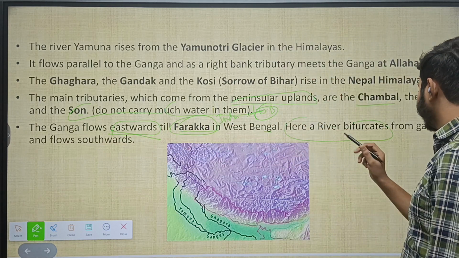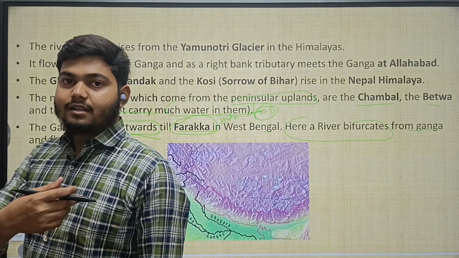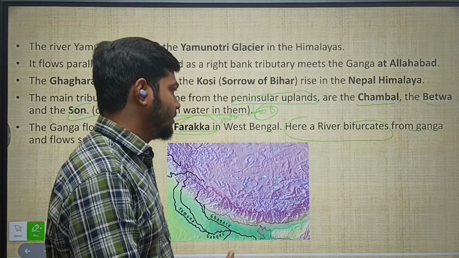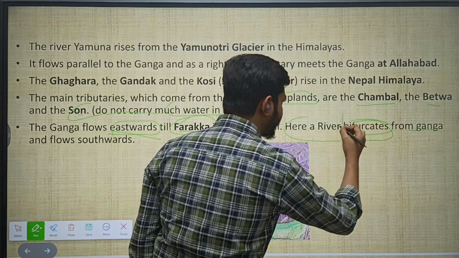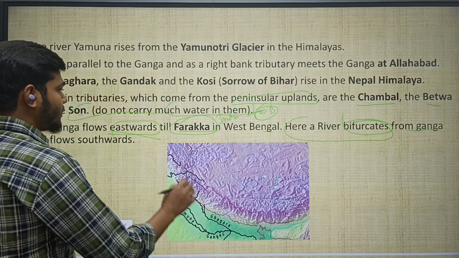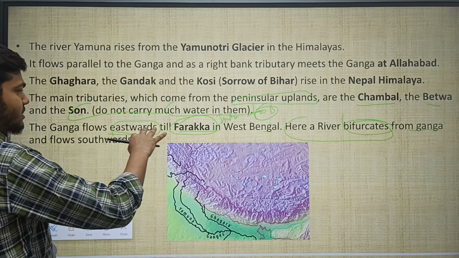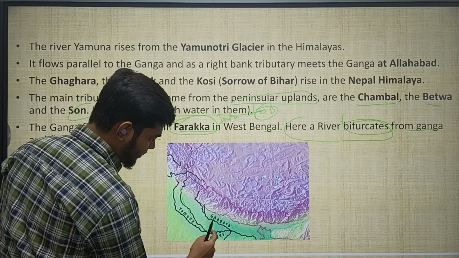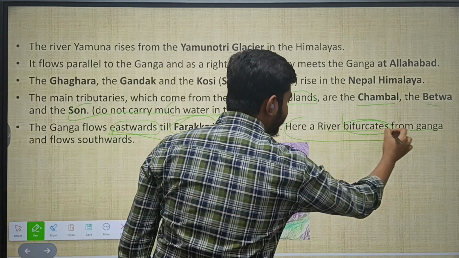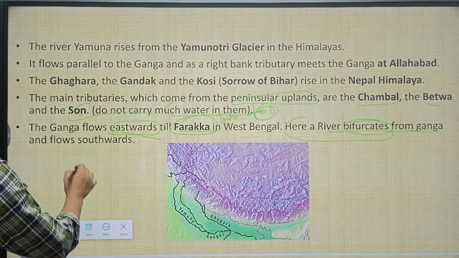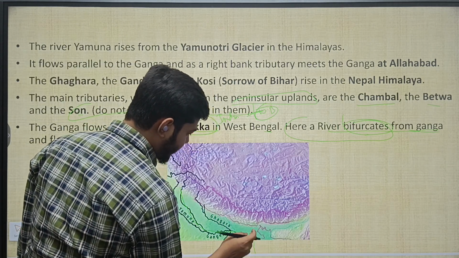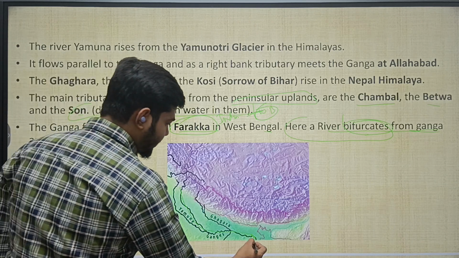Here a river bifurcates from Ganga. In the previous slide, I have told you that a river breaks apart or bifurcates from Ganga. And which river was that? It was the Hooghly river. So the Ganga flowing eastward till Farakka in West Bengal, and here a river bifurcates from Ganga and flows southward, which is Hooghly river.